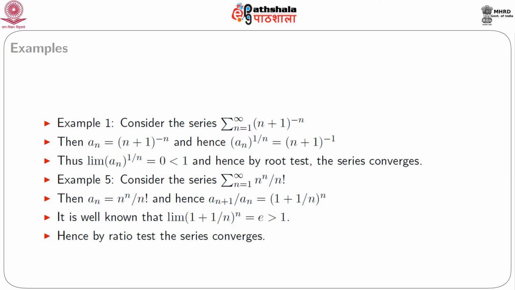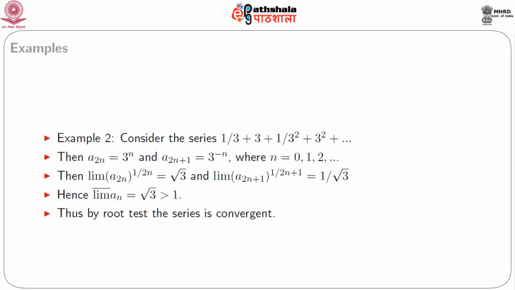Consider our next example, where the series has the nth term n to the power n by n factorial. Naturally, there is a power in n, that is we are using n to the power n. Therefore, while we take the ratio of a_(n+1) and a_n, we get (1 plus 1 by n) whole to the power n. Now, it is already known that the limit of (1 plus 1 by n) whole to the power n is nothing but e, which is greater than 1. Therefore, from the ratio test the series converges.